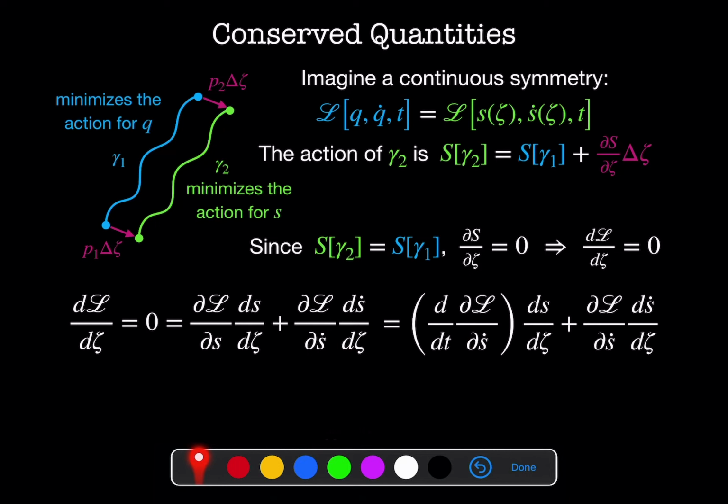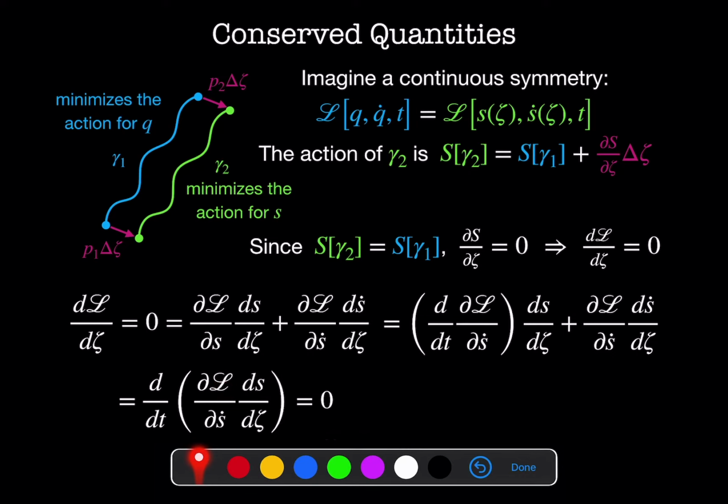Based on our definition of the Euler-Lagrange equations, we can replace this term here with d/dt of ∂L/∂ṡ. Let's recombine these terms. So really, we're undoing the chain rule here. Here we've got d/dt acting on ∂L/∂ṡ, and here we've got d/dt acting on ∂ṡ/∂ζ. So let's undo the chain rule, and we end up with d/dt of (∂L/∂ṡ · ∂s/∂ζ), and that's equal to 0.